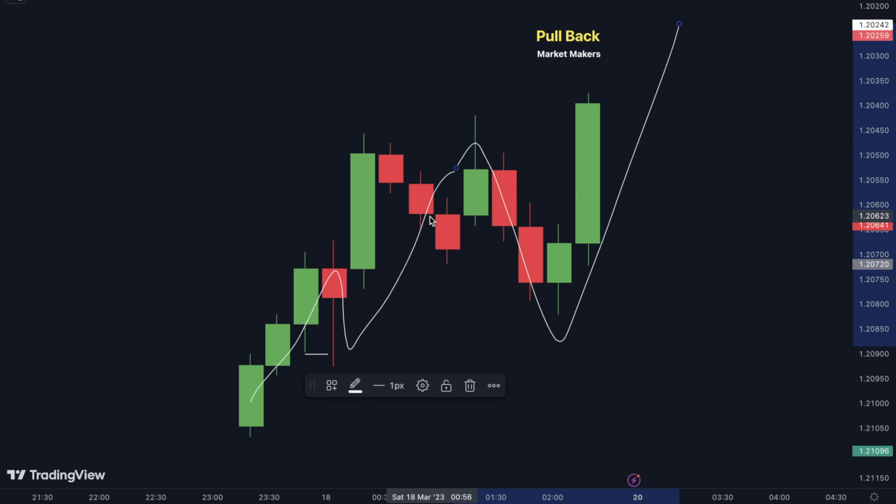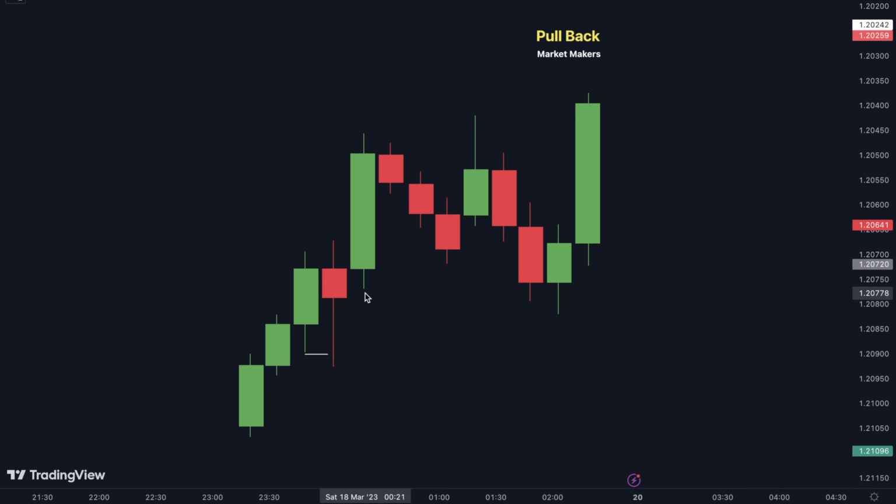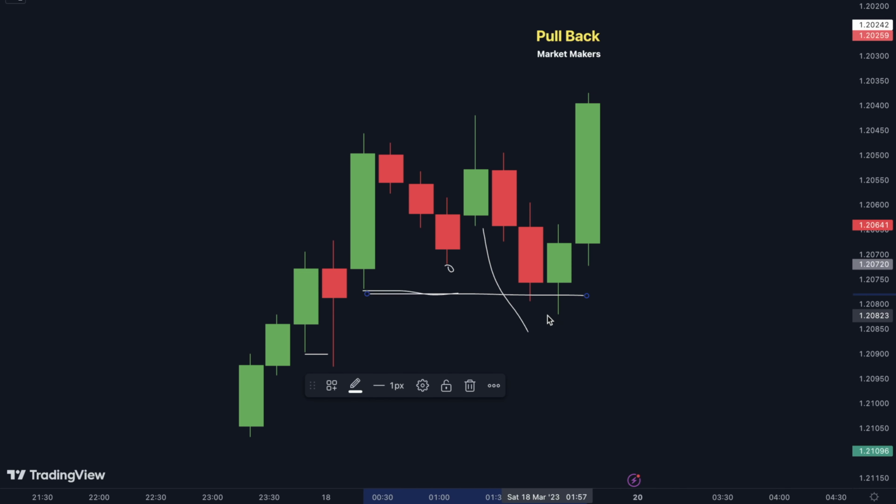This is not considered a pullback. Why? Our previous candle's low is over here, which has not been taken with this low. So probably this is a trap created by the smart money to induce the buyers. You can see this move took out this candle's low, so this will be considered a valid pullback, and then the price moves upward.